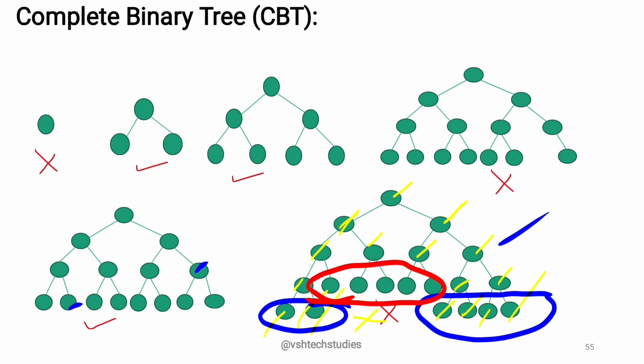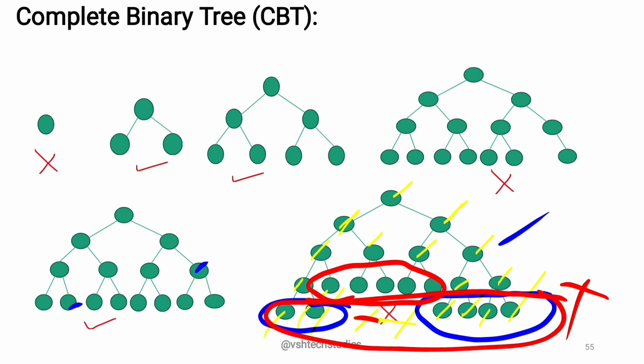But here there are holes. The last level is not filled. So this is the last level, and that is not filled. Hence this is not a complete binary tree. It's a very unique example. It shows that a binary tree is called a complete binary tree only if all the internal nodes have 2 children and the last level must be filled. There should not be any holes here. So that is what a complete binary tree is.